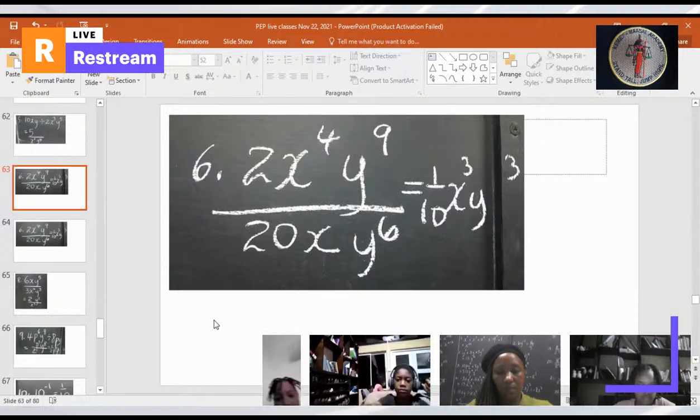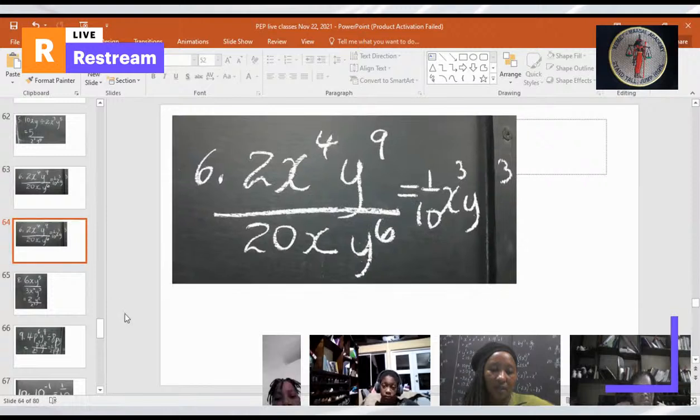The 2x divided by the 20x should be 1 over 10x, and miss, the law says when you divide, you should subtract. So the 4 minus the invisible 1 with the x gives x to the 3rd, and the y to the 9th minus y to the 6th would give y cubed. Oh, yes, it would be 3. Okay. All right. All right, John.